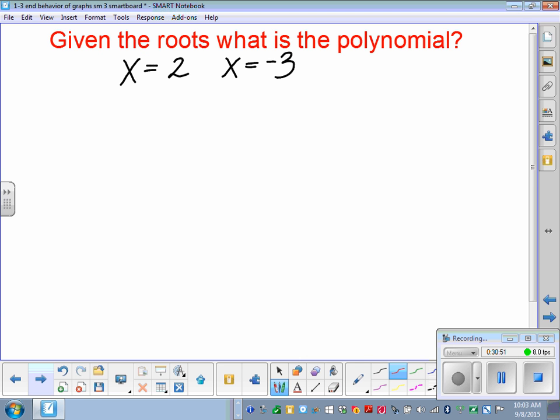So think about it, guys. This time we're given the answers, and we're going to work backwards to get the polynomial. So we have to kind of think backwards on this. I promise you can do it. Because if you think about it, we have x is equal to 2, and we have x is equal to negative 3. Now let's think backwards here.